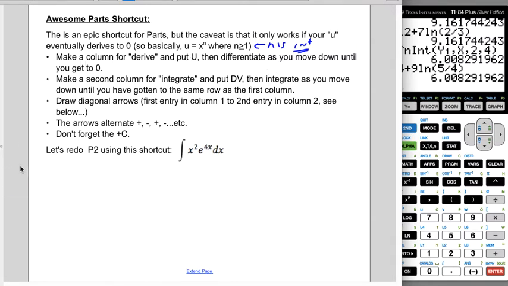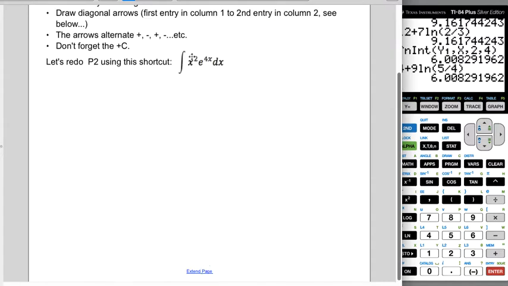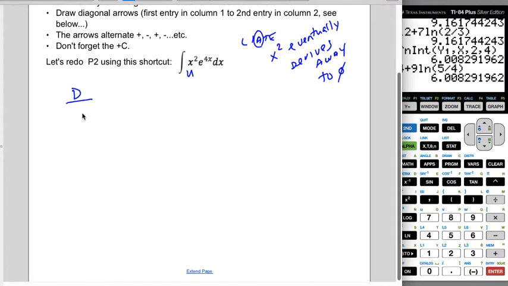So here's how the shortcut works. You're still going to choose your u using LIATE, and when you do that, you realize that your u is definitely x squared, since x squared eventually derives to 0. I usually say that it derives away to 0. It just disappears. What we're going to do is have a column for differentiating, which is going to be x squared. And we're going to differentiate that until it's gone. So 2x, and then 2, and then gone.